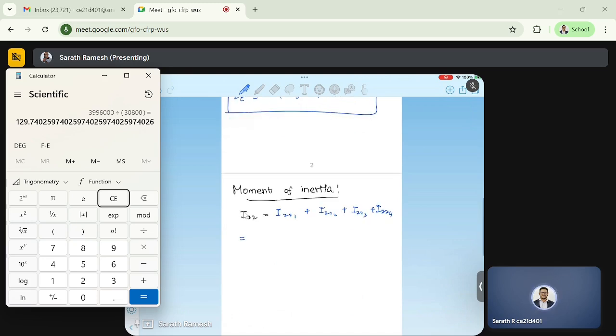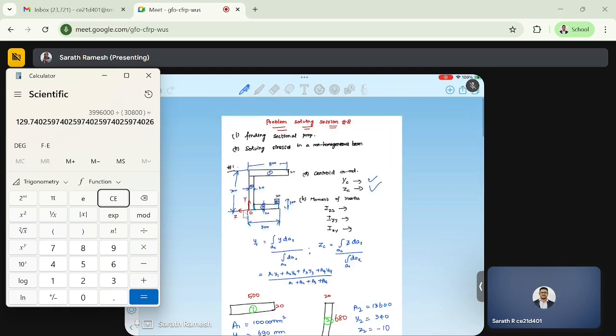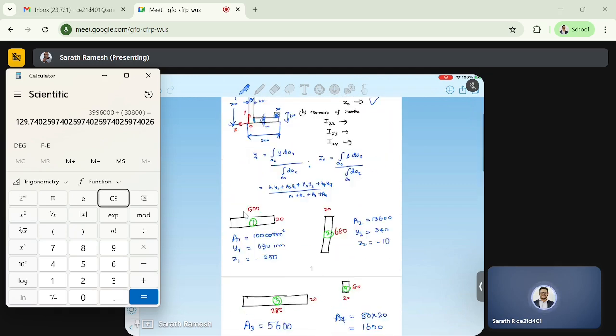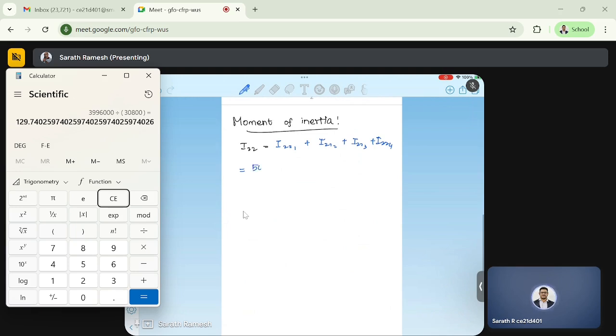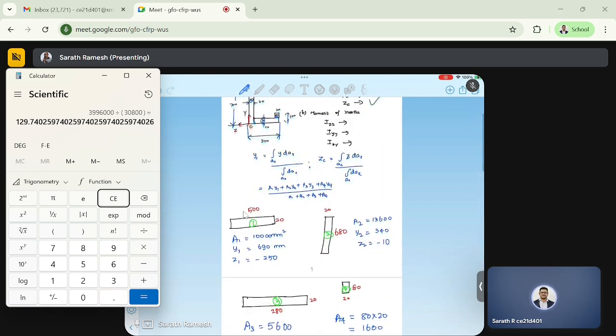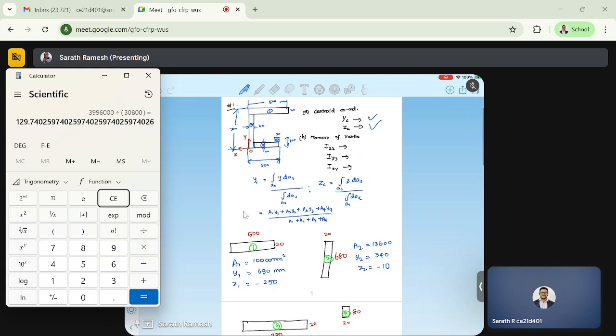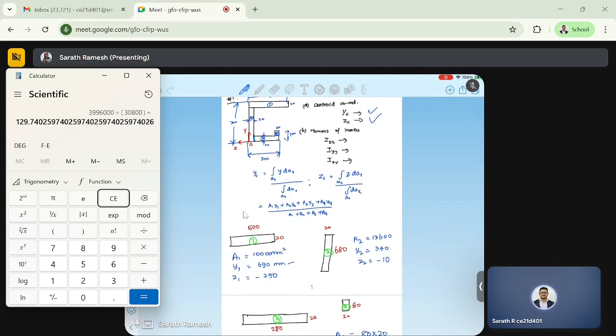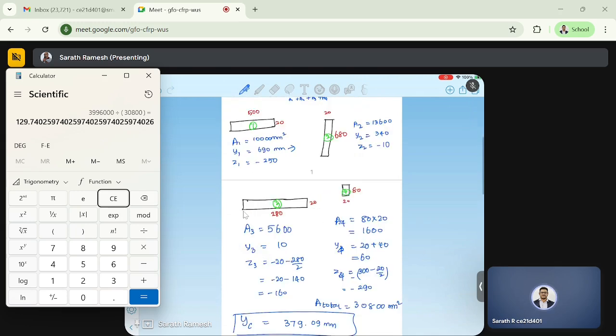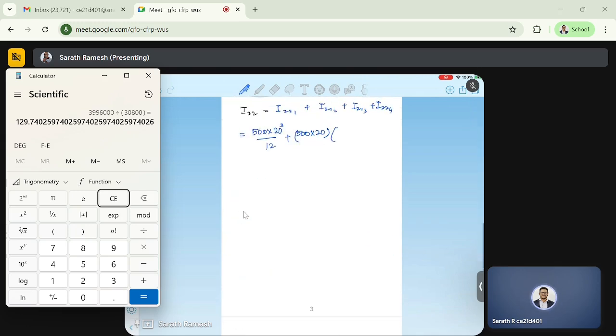Okay, so this is equal to, what is IZZ1? 500 into 20 cube by 12, BD cube by 12, plus 500 times 20, which is the area of the first section. And what is the distance between its centroid and the entire centroid? First section is at 690 and the entire centroid is 379.09. So 690 minus 379.09, the whole square. Okay, this is IZZ1.